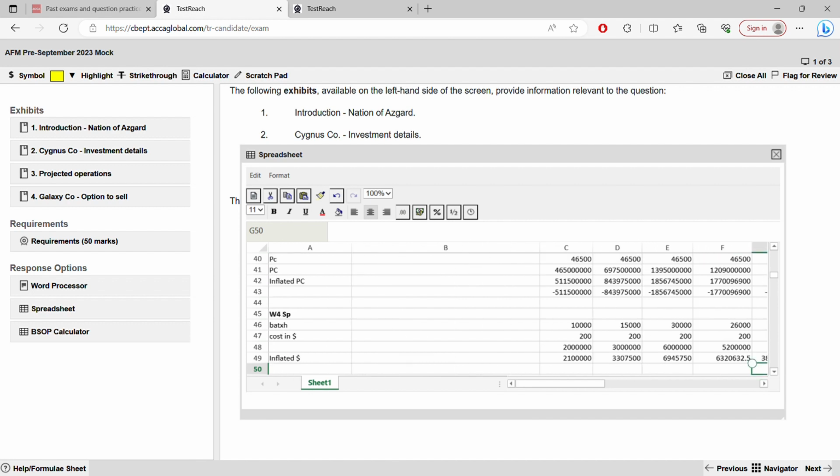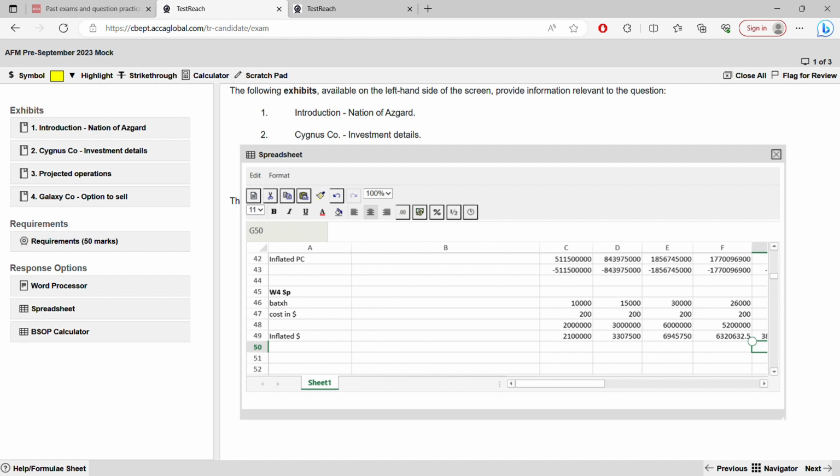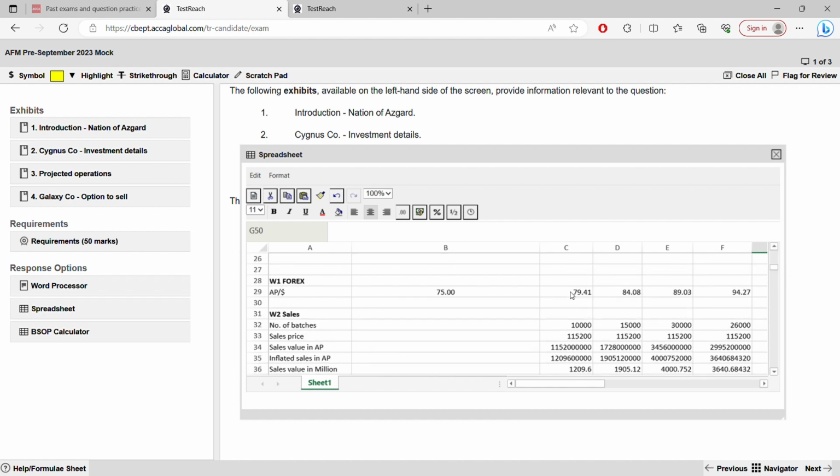Now, what's next? You have to convert this into AP. It is in dollar, you can't keep it in dollar. So how are you going to do this? Go to your working one. This is where your working one helps you. You already have your exchange rate ready with you. This you need here. But tell me, do you need to multiply or divide? This is a very critical area. Students get confused whether to multiply or to divide.